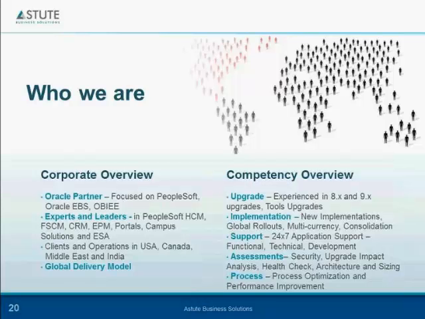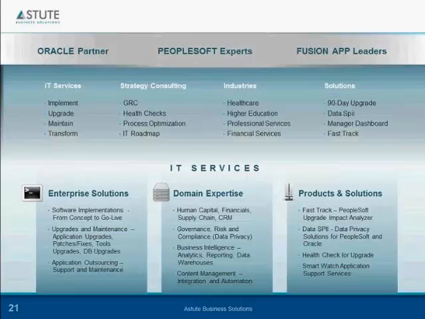Some of our services we deliver in enterprise solutions, domains, and also product and solutions. We've created our own products. Fast Track is our upgrade assistant. It analyzes the impact for any customer based on different geographies. That's something that we've been able to deploy. There's the health check for upgrade that assists our customers to perform health checks, and some of the industries that we work in. So there's the industries and solutions, with more details on that.